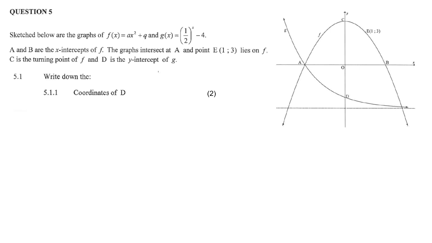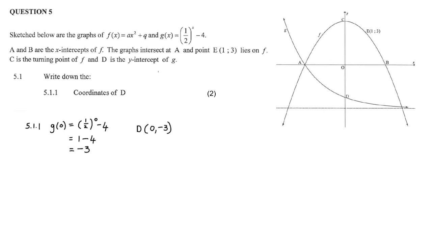Now let's take a look at question 5.1.1. Write down the coordinates of point D. To find the y-intercept of the graph g(x) = (1/2)^x − 4, we substitute x = 0 into the equation. So g(0) = (1/2)^0 − 4. Anything raised to the power of 0 is equal to 1. 1 minus 4 is equal to negative 3. So the coordinates of D are (0, −3).